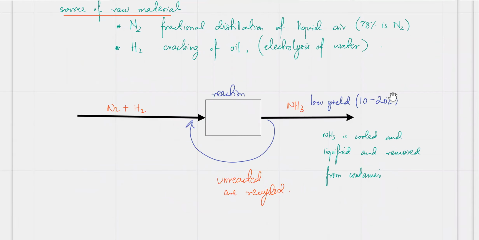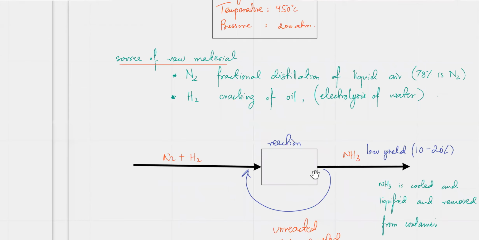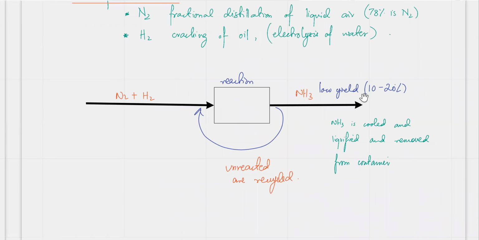But the reaction has a really bad yield, which means that since it's a reversible reaction, as soon as ammonia is produced, a lot of that ammonia actually changes back into N2 and H2. So it's got a very bad yield because not a lot of ammonia is produced. The ammonia is constantly cooled and liquefied and removed as soon as it's produced, and the unreacted gases are recycled and put back into the container, and the reaction is started again. Okay, Sadeem, is this clear?